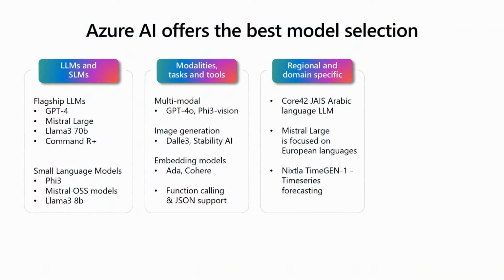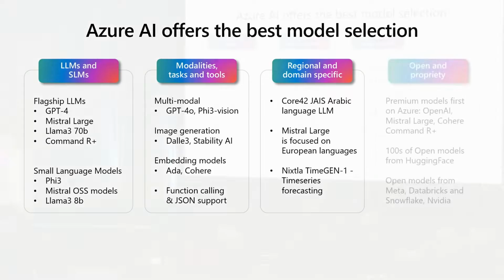And we are going beyond just the general intelligence kind of large language models. We are focusing on regional and domain-specific models. We have had Mistral Large for a few months now, which really focuses on European languages. But today, we are also announcing the Arabic LLM, Jais by Core42. And we'll continue to focus on these kind of really boutique models on our platform.